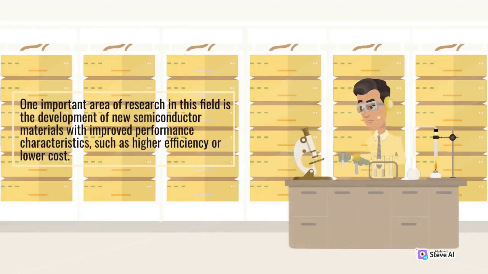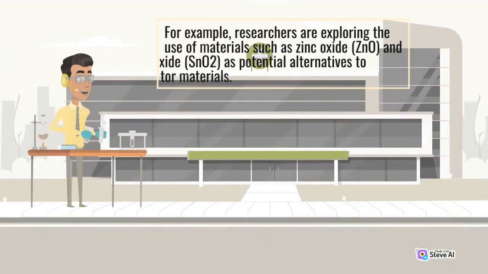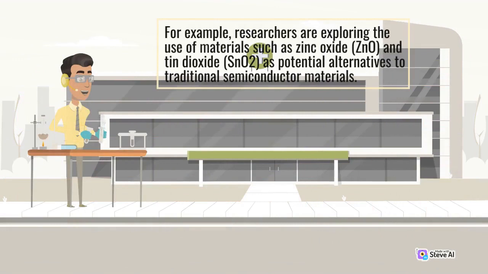One important area of research in this field is the development of new semiconductor materials with improved performance characteristics, such as higher efficiency or lower cost. For example, researchers are exploring the use of materials such as zinc oxide, ZnO, and tin dioxide, SnO2, as potential alternatives to traditional semiconductor materials.